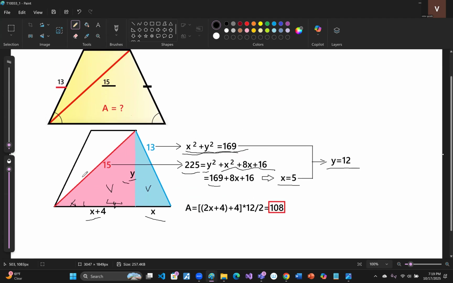And now we can find the area as the sum of the bases multiplied by y, which is the height, over 2. Lower base plus upper base is 18, multiplied by 6 is 108. And this is the answer.